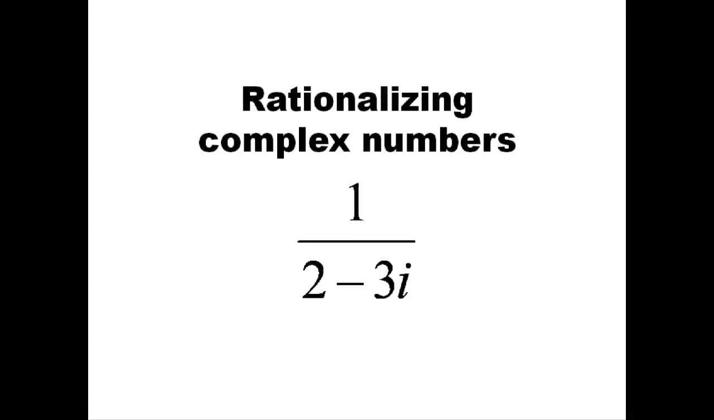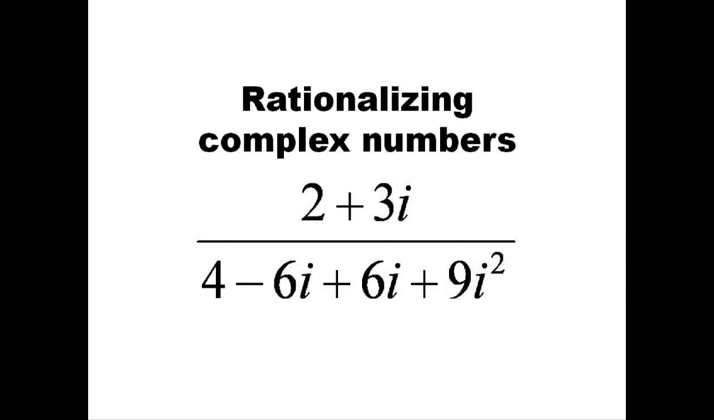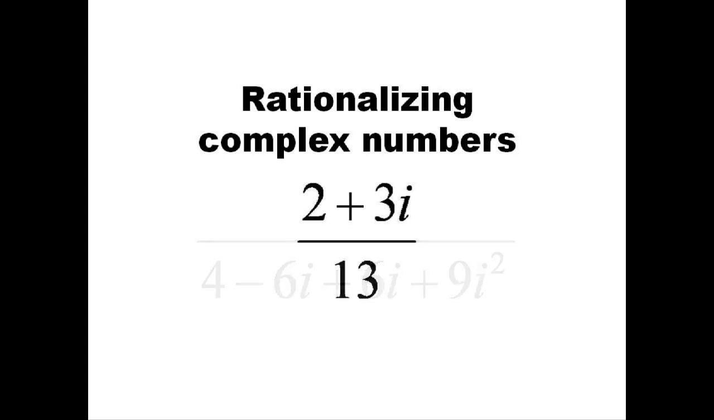Another common problem with complex numbers is rationalizing. It's a rule of math that we can't have square roots in a denominator, and i is the square root of -1. The easiest way to eliminate the i in the denominator is to multiply the numerator and denominator by the conjugate, which is the original denominator, but with a sign change on the imaginary part. From here, the simplifying works just as it did when we multiplied complex numbers before.